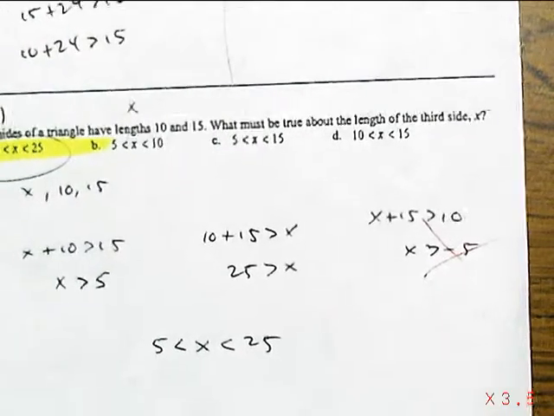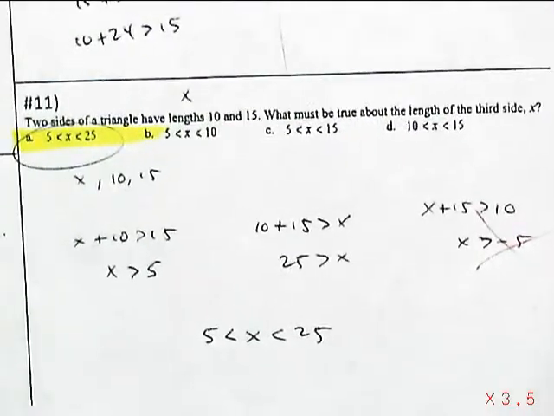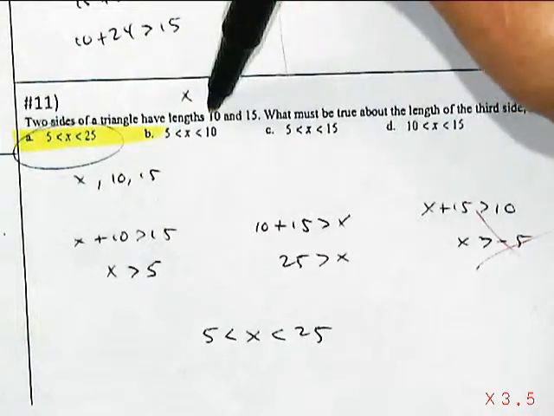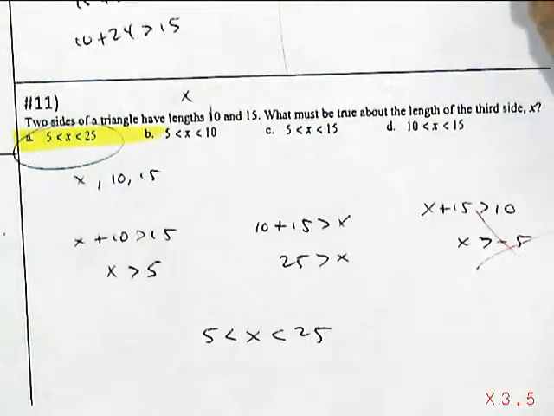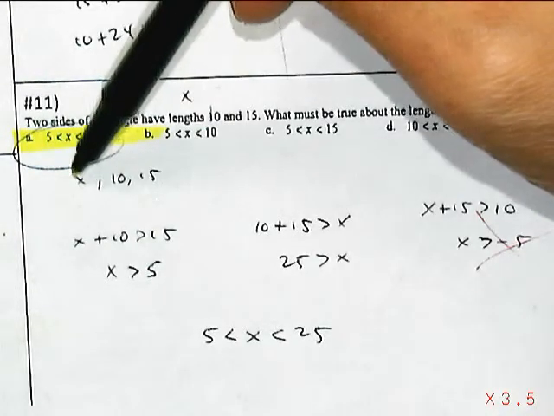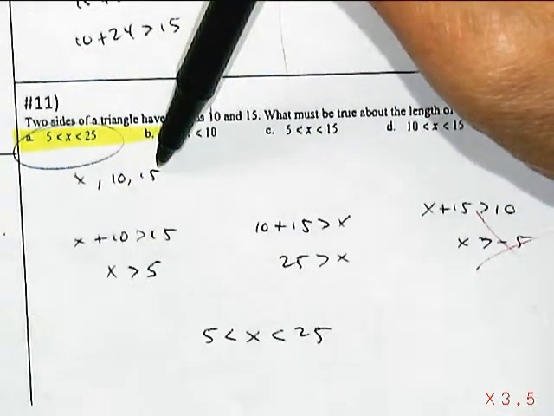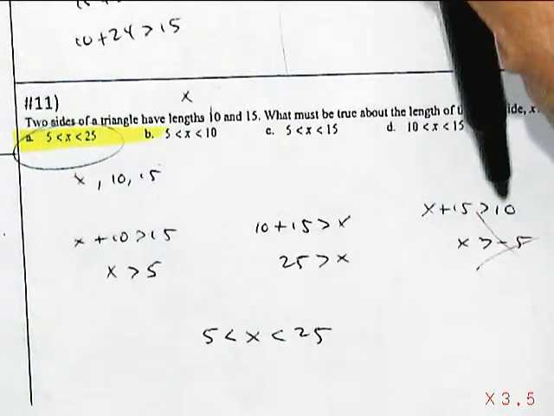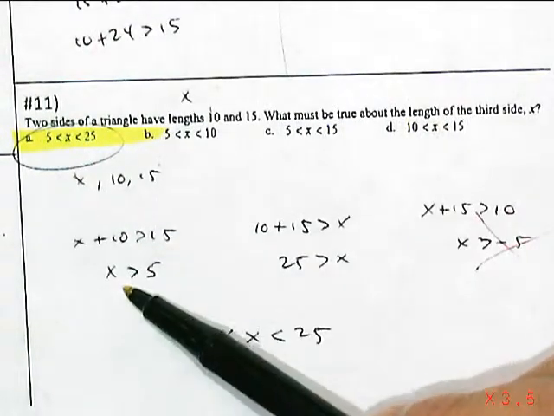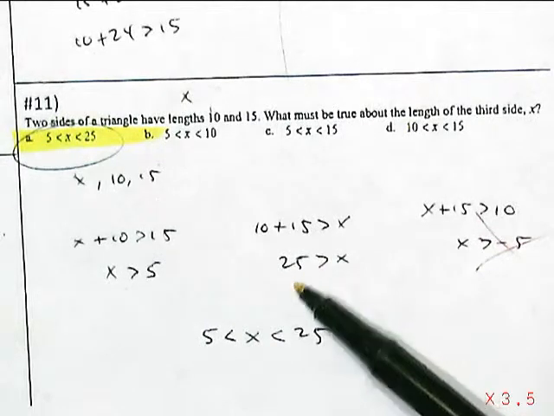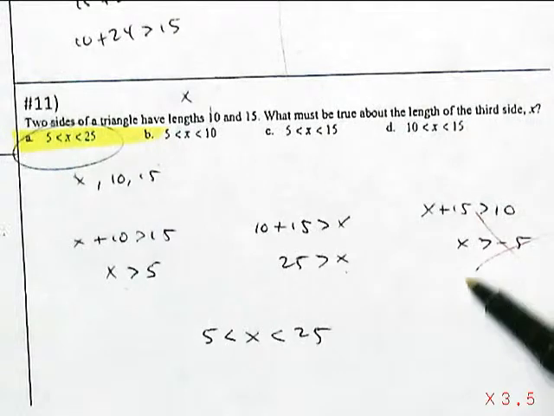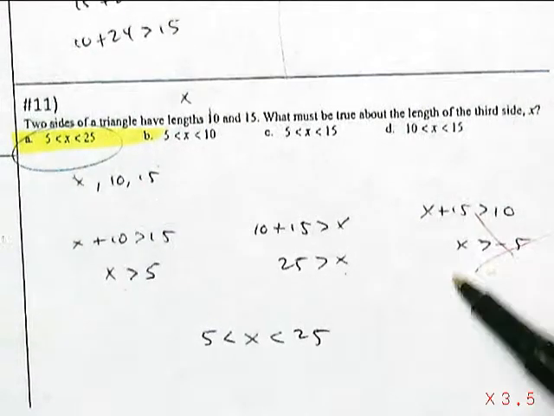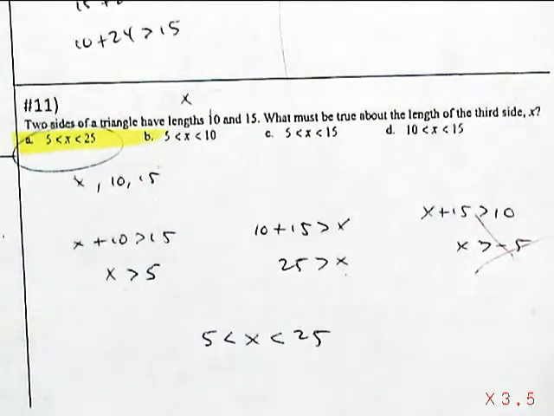Question number 11. Two sides of a triangle have lengths 10 and 15. What must be true about the length of the third side, x? So you have 3 lengths, x, 10, and 15. Set up your 3 inequalities, and when you solve, you'll get x is greater than 5, x is less than 25, or 25 is greater than x, and x is greater than negative 5. You can't have a length that is negative 5, so I cross that one off.